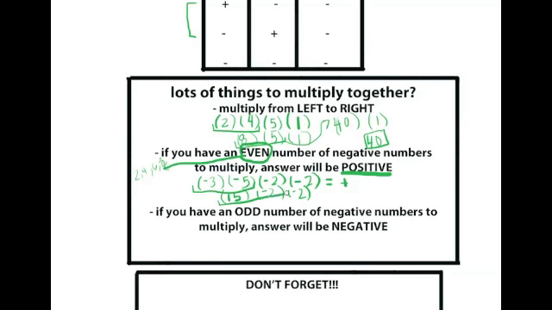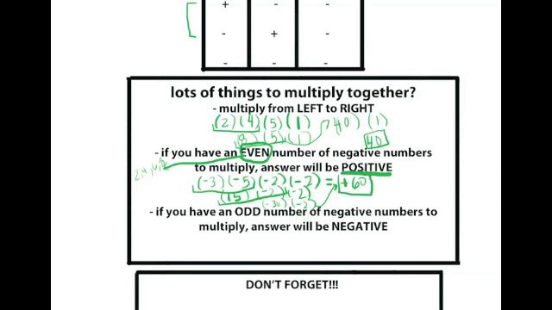Positive 15 times negative 2 is going to give me negative 30. Bring down that negative 2. Negative 30 times negative 2. Those negatives are going to cancel out to give me a positive. And I end up with positive 60.